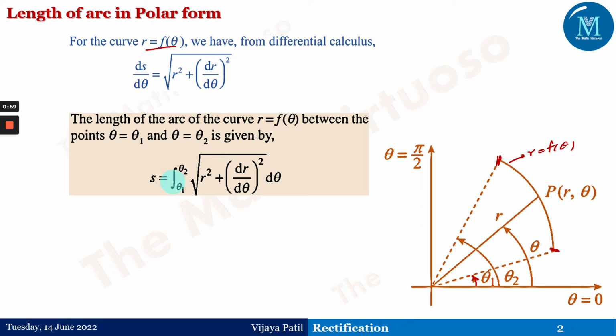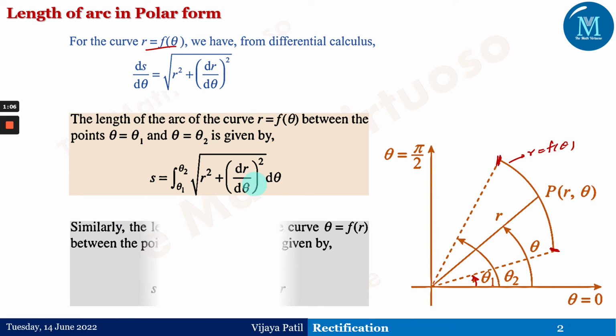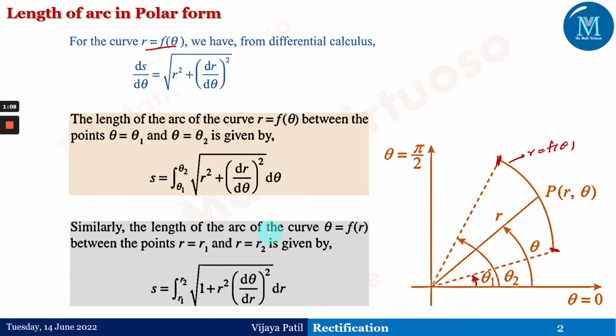It's given by s equals integration from theta 1 to theta 2 of square root of r square plus (dr upon d theta) the whole square, d theta. Similarly, the length of the arc of a curve theta equals f of r between the points r equals r1 and r equals r2 is given by s equals integration from r1 to r2 of square root of 1 plus r square (d theta upon dr) the whole square, dr.